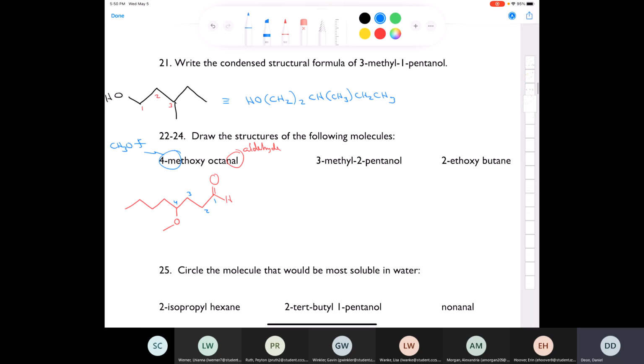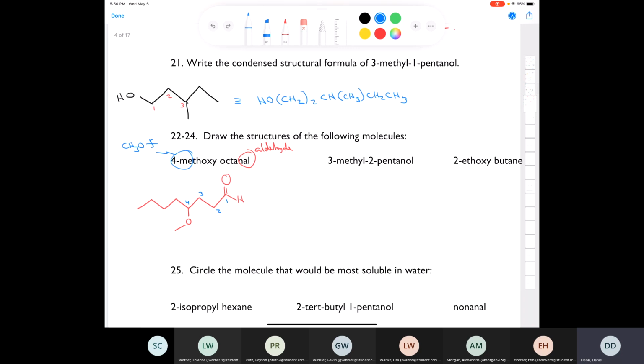Next one is 3-methyl-2-pentanol. Again, I like to just start with the longest chain, 2-pentanol. So I have 5 carbons, 1, 2, 3, 4, 5. On the second carbon, I have my alcohol. So on the second carbon, I'll put my hydroxyl group. So that's a 2-pentanol. And then on the third carbon, I have a methyl, just like that. I think that's a question that all my students could get pretty quick.